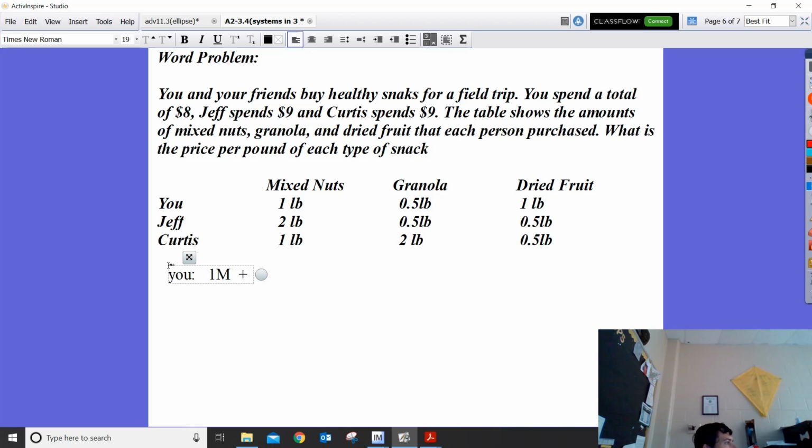Granola. About a half pound. Now, if I was up on the board, I'd write 1/2. 0.5 G. Dried fruit. What do you want to call it? Yeah, we'll call it F. It's fruit, plus 1 fruit. Whatever those costs per pound, when you add them all together, you get the money you spent. You spent $8.